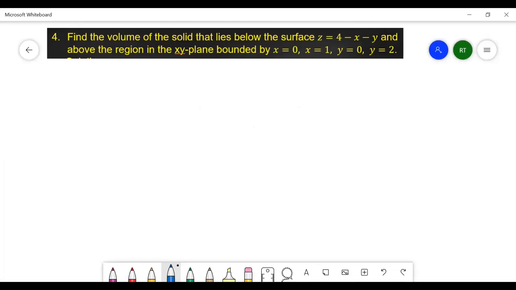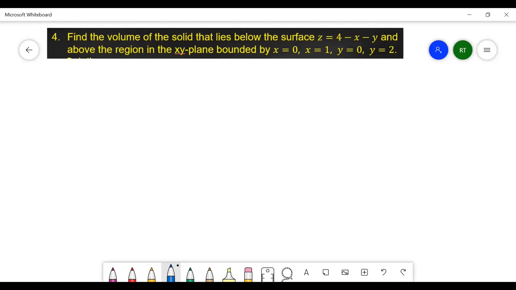Okay. We have to find the volume of the solid that lies below the surface z is equal to 4 minus x minus y, and above the region in the xy plane bounded by x is equal to 0, x is equal to 1, y is equal to 0, and y is equal to 2.